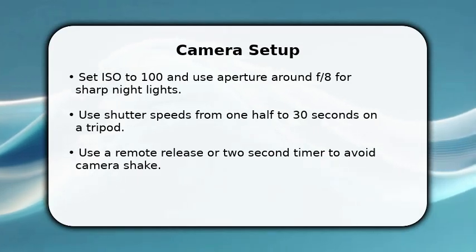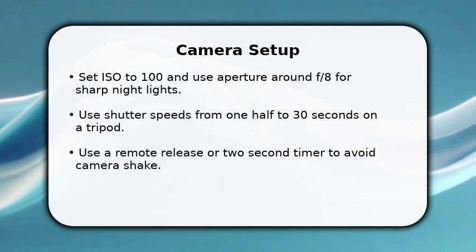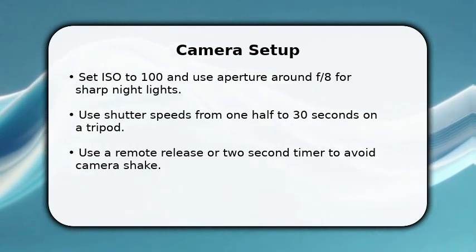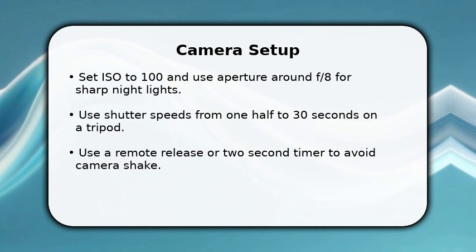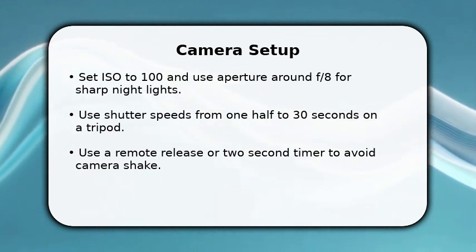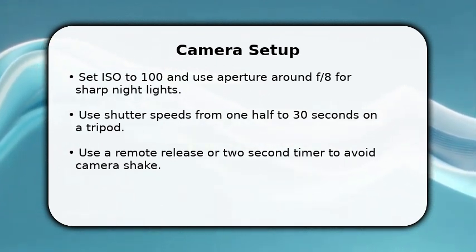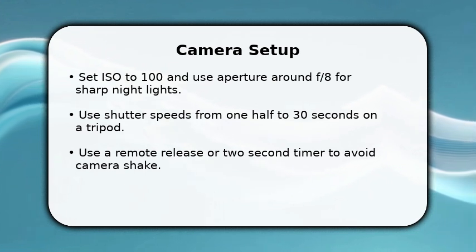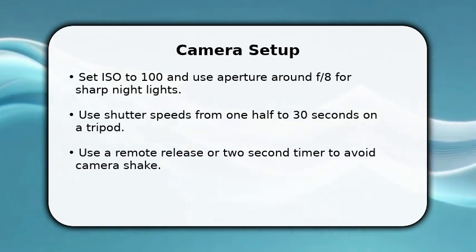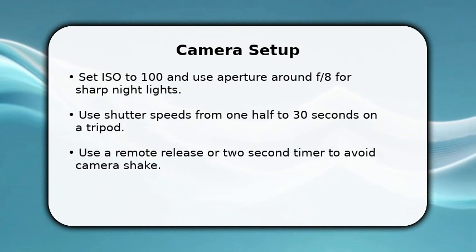Start by securing your camera on a sturdy tripod to eliminate movement. Set ISO to 100 for minimal noise and better dynamic range. Select aperture around f/8 to keep lights sharp and maintain depth. Choose a shutter speed between 1/2 and 30 seconds depending on brightness.